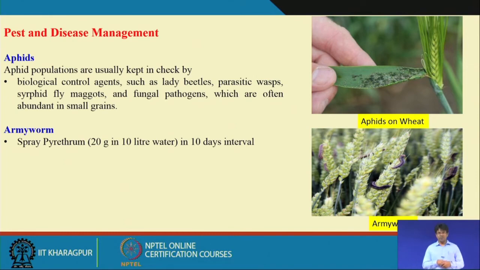And armyworm also, as you see, is very common in wheat crops. To control this armyworm, we can go for the biopesticide pyrethrum. How to prepare pyrethrum, we have discussed in an earlier class. Use pyrethrum at 10 days interval, 20 gram of pyrethrum powder in 10 liters of water, that is 2 gram per liter of water. In a sprayer with 10 liters of water, 20 gram pyrethrum can be used, and that can be sprayed regularly at 10 days interval to control this armyworm.